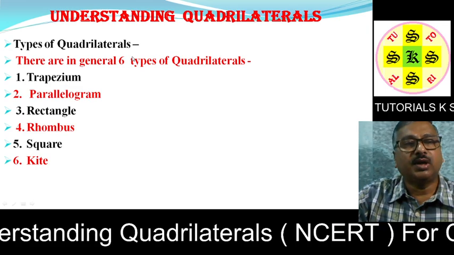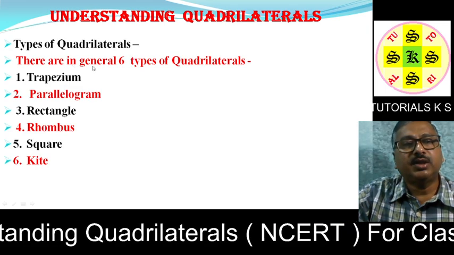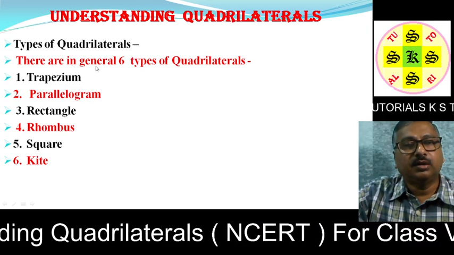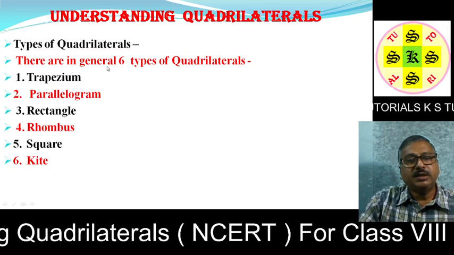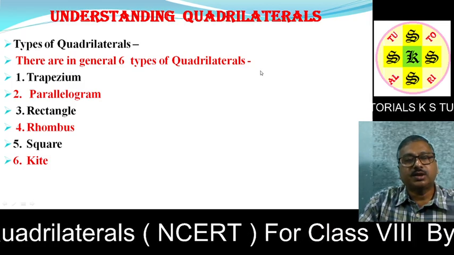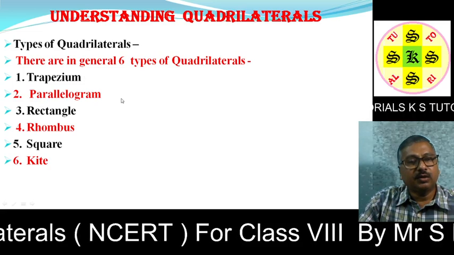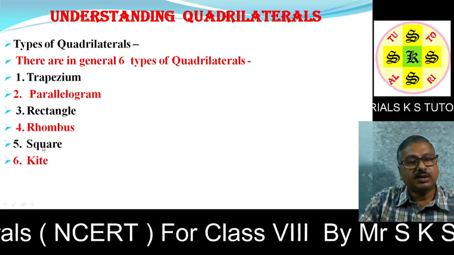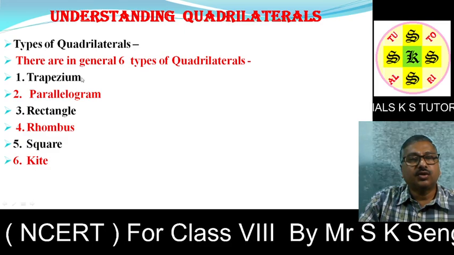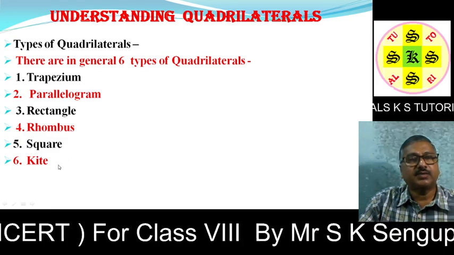Now, types of quadrilaterals. There are in general 6 types of quadrilateral. We will discuss them one by one. They are trapezium, parallelogram, rectangle, rhombus, square and kite. So these are the 6 types of quadrilateral.